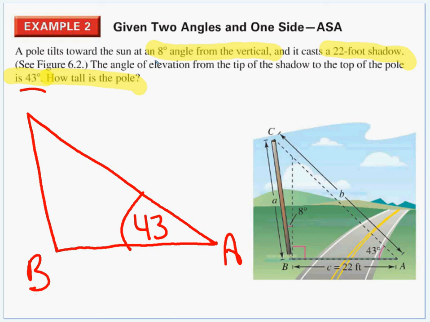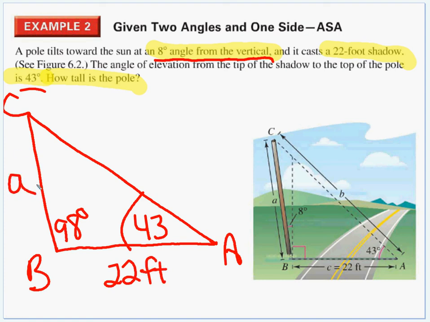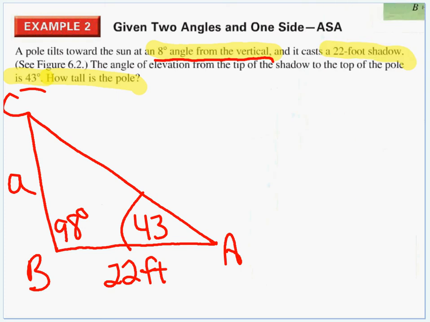Now, they told us it's an 8-degree angle from vertical. So vertical would be straight up and down, and we've gone 8 degrees this way. Well, this would have been 90 degrees, but we're going to add 8 degrees to it, so that's going to be 98 degrees. Up here, they're calling this angle C, and the bottom here, this side C, is 22 feet. Now they're asking us to solve for side A. Remember, side A is across from angle A, and that's going to represent the height of this pole in our picture.